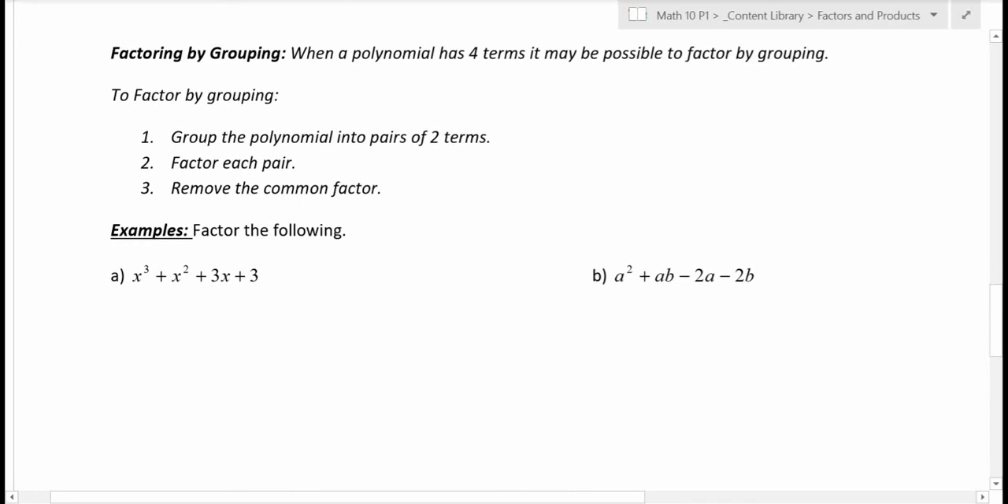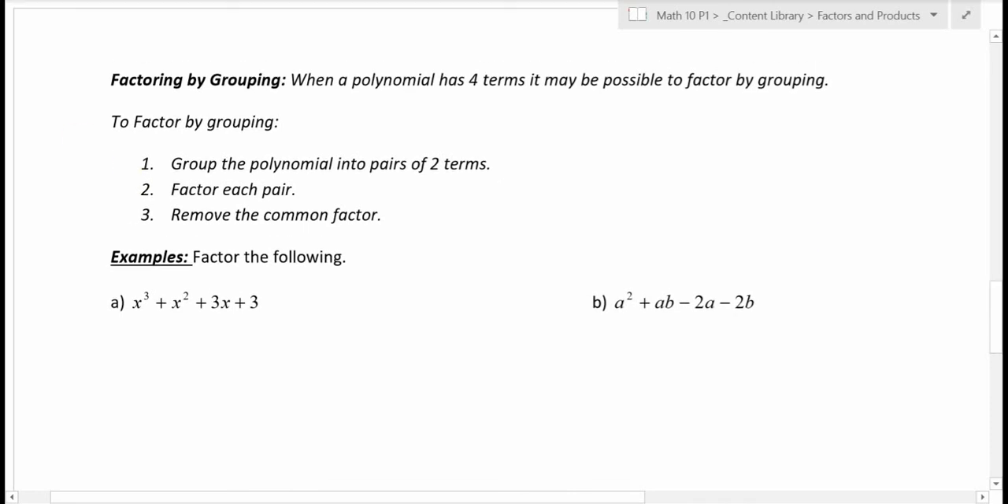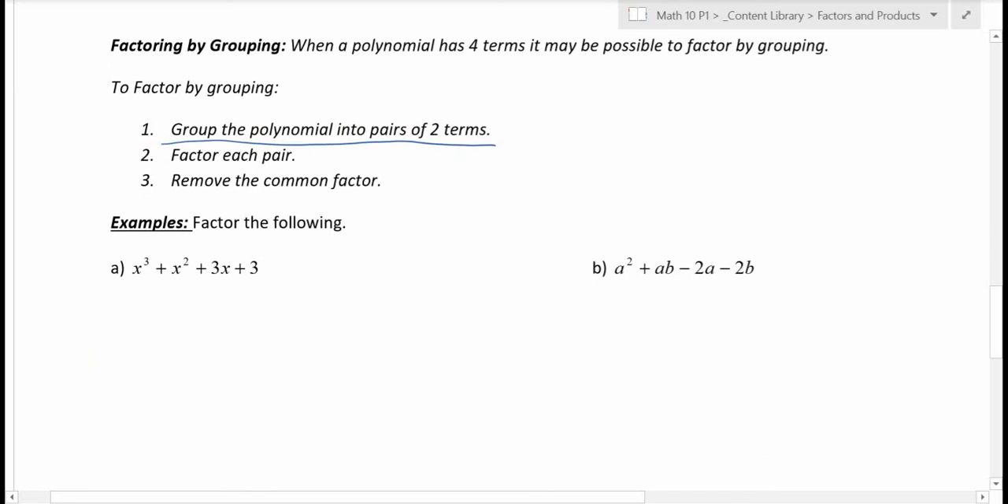The next example I'm going to show you is factoring by grouping. Okay. So this is also kind of interesting. It says when a polynomial has 4 terms, it may be possible to factor by grouping. And how do we do that? It says to factor by grouping, the first step is to group the polynomial into pairs of 2 terms.